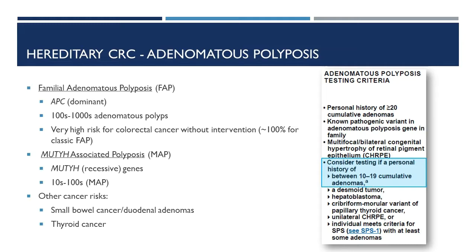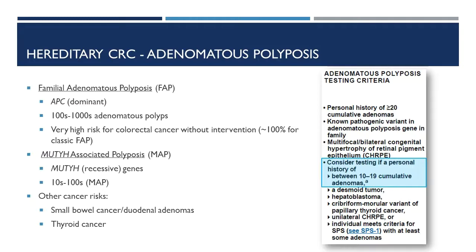There are other hereditary cancer syndromes associated with increased risks for colorectal cancer in the context of polyposis. Familial adenomatous polyposis is an autosomal dominant condition associated with mutations in the APC gene. The presentation can range from fewer than 100 adenomatous polyps in the attenuated form to hundreds or even thousands of polyps in classic FAP. The risk for colorectal cancer is virtually 100% without intervention.